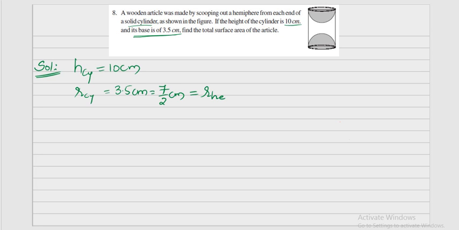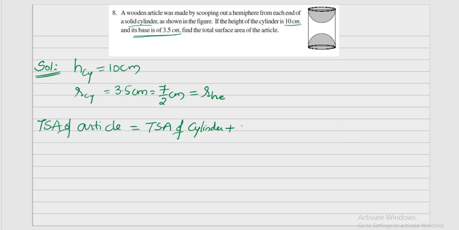Now from this, if I want to find out the surface area of this article, so since I need to find out TSA of article, so you might have got idea, right? So what are the things that I need to get here? So directly what I can do? So I can directly take the total surface area of, so I can take TSA of cylinder.